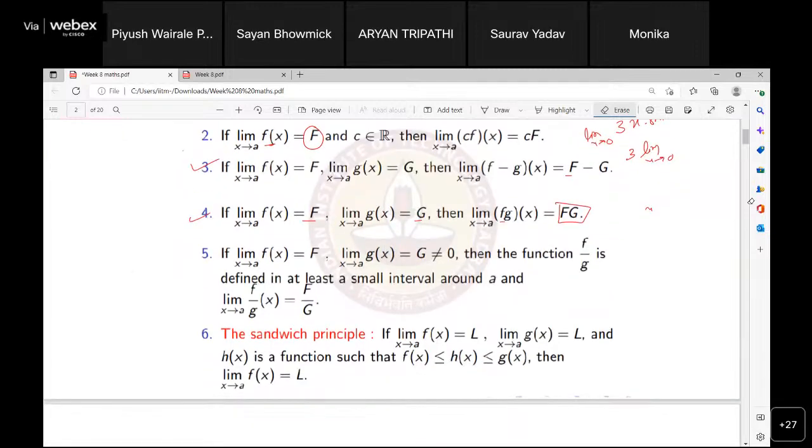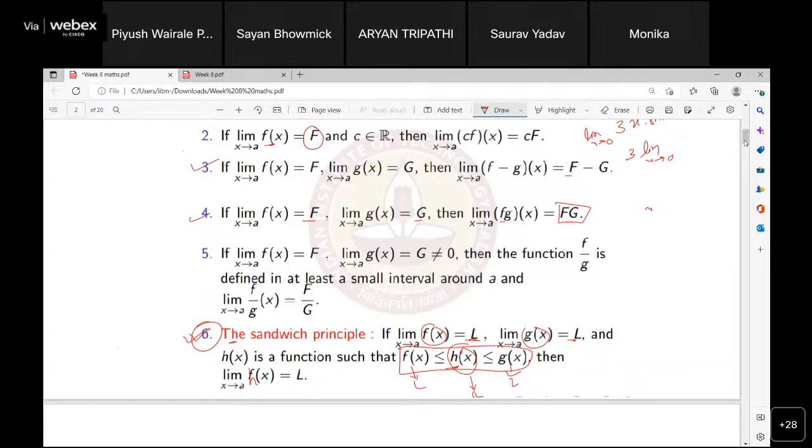Most important is the sandwich principle, which we discussed in the last week 7 session. We'll take a few examples based on this. So what is the sandwich principle? If the limit as x tends to a of f of x equals L, and the limit as x tends to a of g of x is also L, and h is a function such that f of x is less than or equal to h of x, which is less than or equal to g of x, then we can say the limit of h of x equals L. So if this limit is L and this limit is also L, then the limit of this particular function will also be L. This is the sandwich principle.